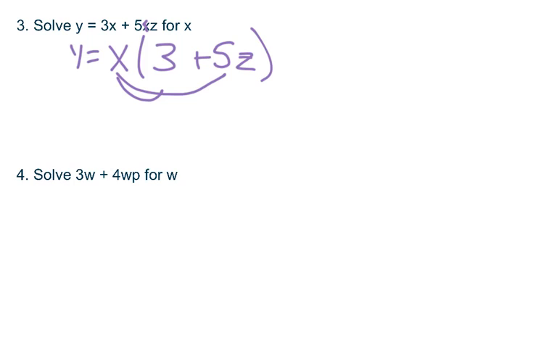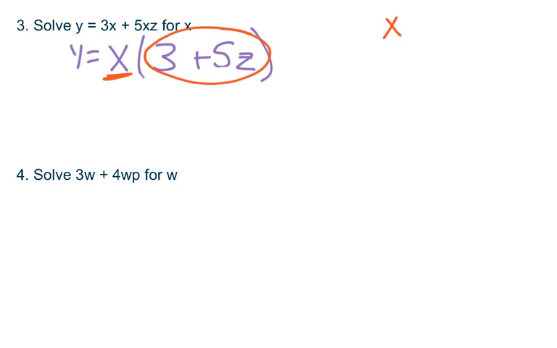Okay, so now I've got, let me erase these little arcs, I've got x times 3 plus 5z. I've basically undone the distributive property. Now, this is x. 3 plus 5z is a number. We don't know what it is, but it's a number.